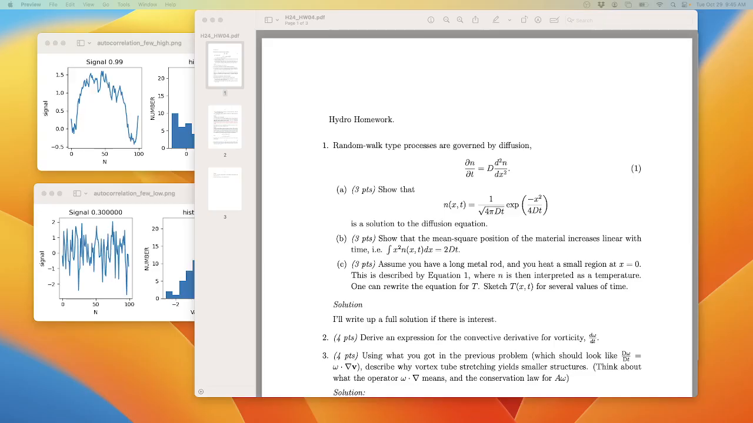Okay, is everybody reasonably good on all of this?